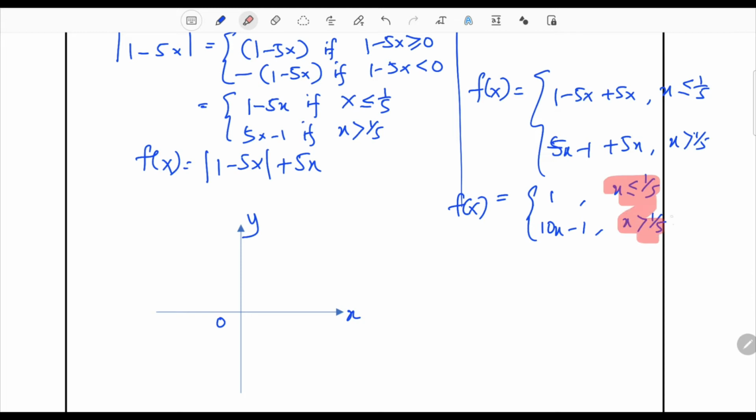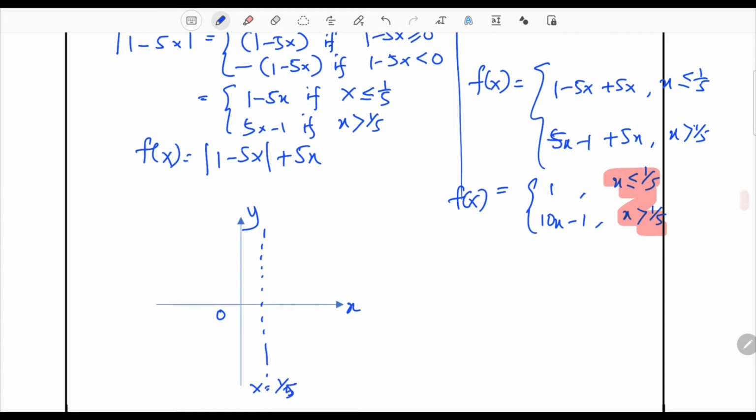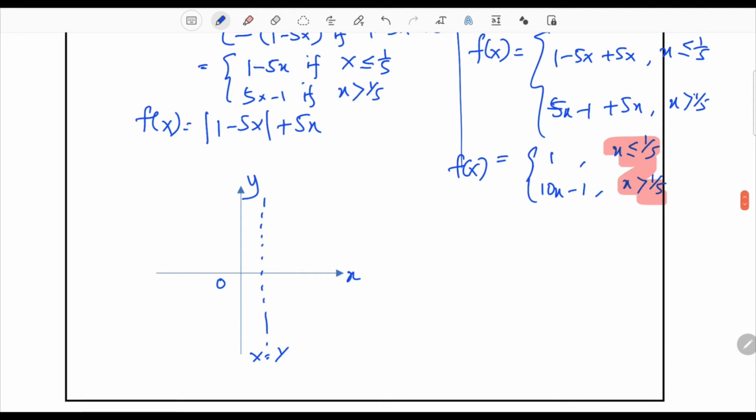You need to identify where x equals 1 over 5. So let's say somewhere here. Make sure you use your ruler, and write it nicely. Before 1 over 5, everything is 1. So draw the line. This is 1. You have the equal sign there. And then after 1 over 5, the curve will be 10x minus 1.